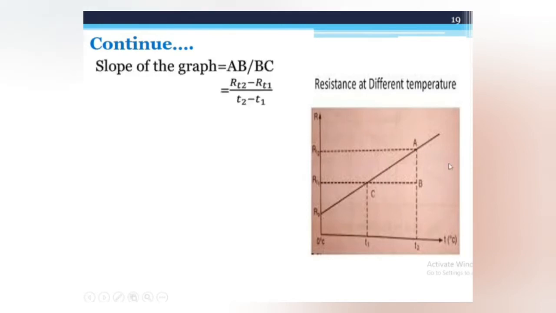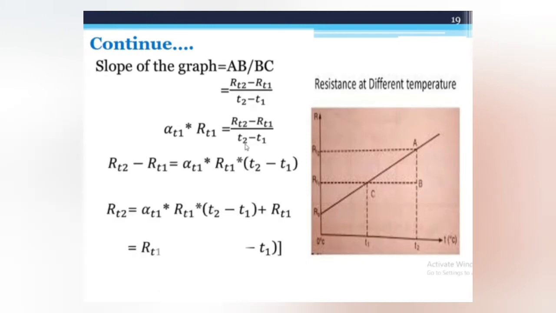So the slope of the graph for this is AB upon BC, where AB is equal to RT2 minus RT1 and BC is equal to T2 minus T1. So by putting that value, we get this equation: slope of the graph equals RT2 minus RT1 divided by T2 minus T1. As we already know, the slope of the graph is alpha T1 into RT1. So putting in the value of the slope, we get alpha T1 into RT1 equal to RT2 minus RT1 divided by T2 minus T1.